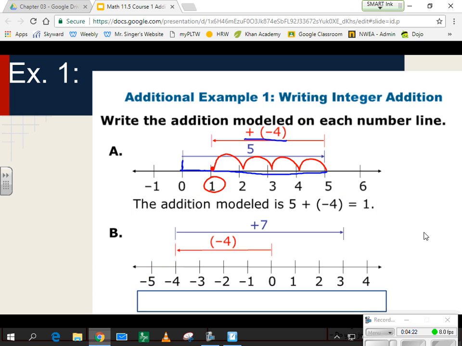Now, one of the things I want you to notice here, or something to focus on, is when you add a negative number, think subtraction.